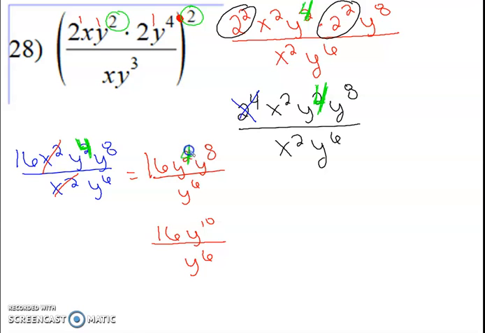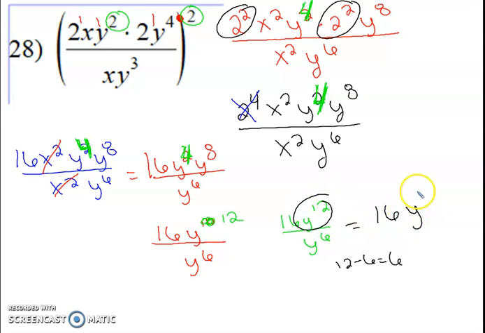To the 4th, which makes this y to the 12th. 16y to the 12th over y to the 6th. I'm going to keep my 16 coefficient. 12 minus 6 is 6. So I have y to the 6th, and I put it wherever the bigger number is, on top. There's number 28.